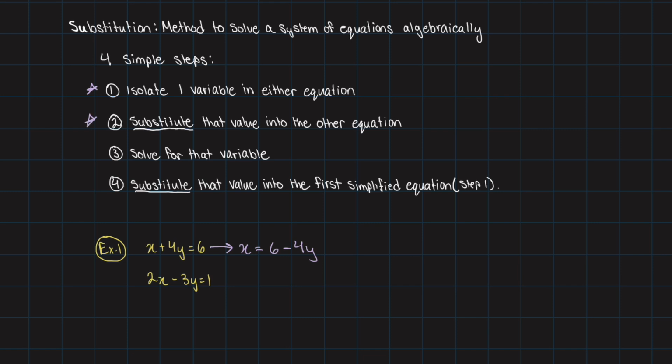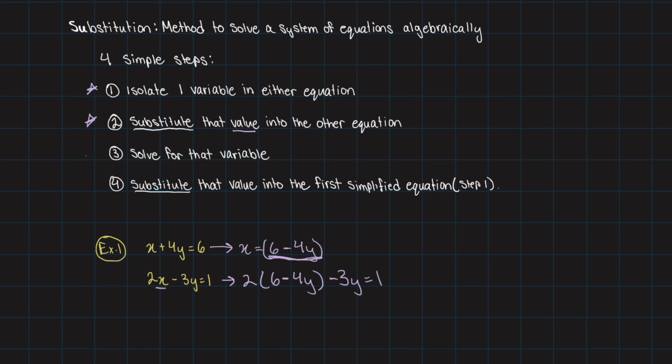Substitute that value into the other equation. So that value that we're referring to is this whole expression. We're going to substitute it into x because we're saying that x equals 6 minus 4y. So this whole thing is going to replace x in this equation. This will become 2 times (6 minus 4y) minus 3y equals 1.